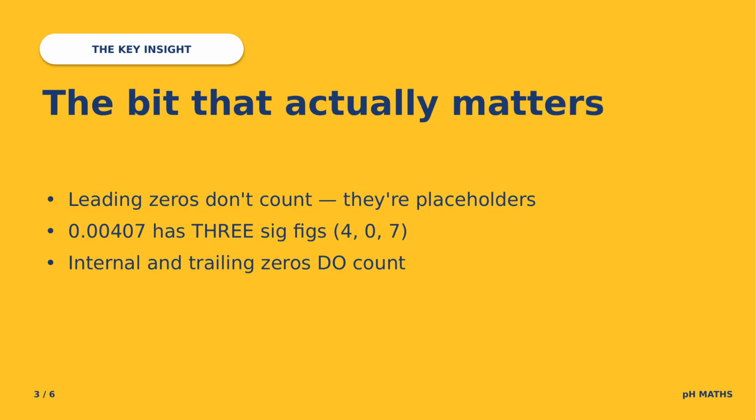Here's the key insight. Leading zeros don't count. They're just placeholders telling you the magnitude. So 0.00407 has three significant figures: the 4, the 0 in the middle, and the 7. Internal zeros count. Trailing zeros after a decimal point count too. 6.0 is 2 sig figs, not 1. That trailing zero is significant.